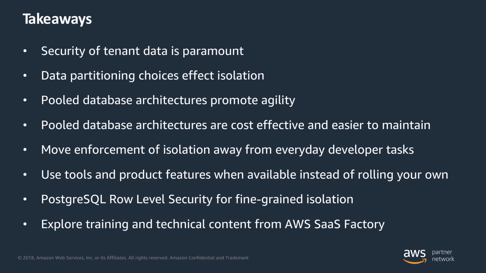So what are some takeaways? Well, we have to start with security. Security is job 0 at Amazon, and it should be job 0 for you too. Make sure that your tenant data is isolated, and that we've minimized to the extent of our abilities any cross-tenant data access. How you choose to partition the data of your tenants affects your choices for isolation. We looked at some of the pros and cons from a siloed, a bridged, and a pooled model. Pooled architectures promote agility. Pooled architectures are cost-effective and they're easier to maintain.